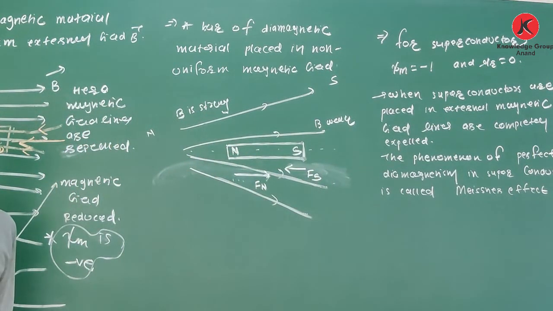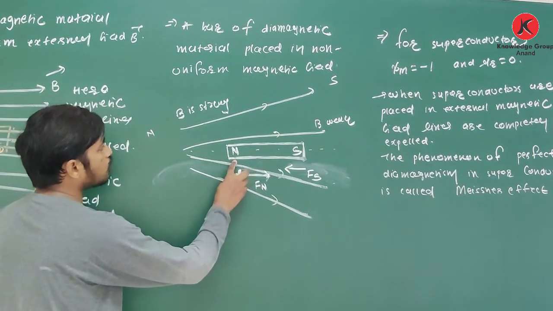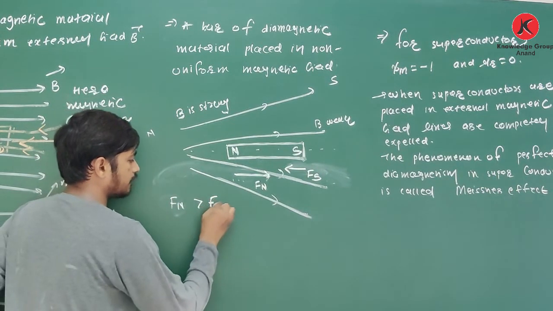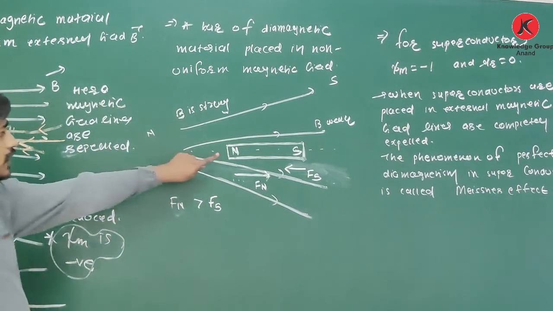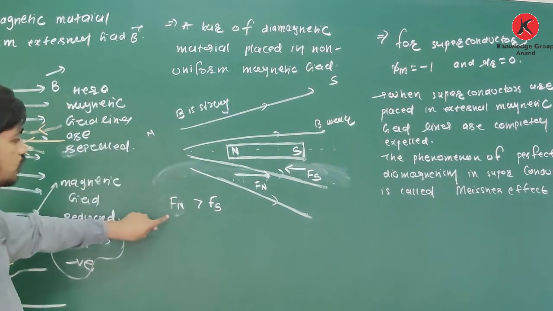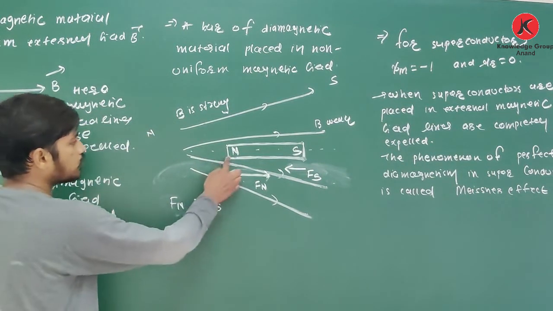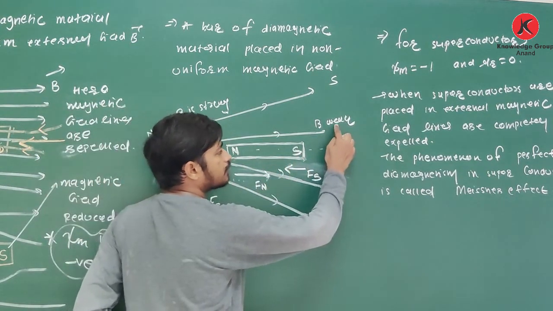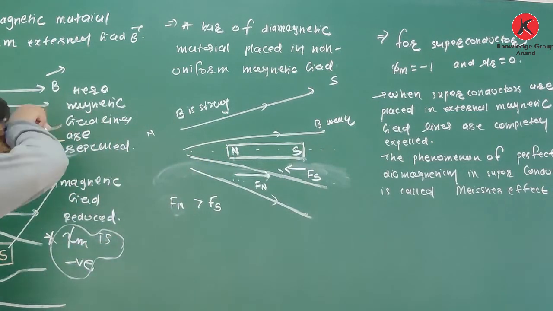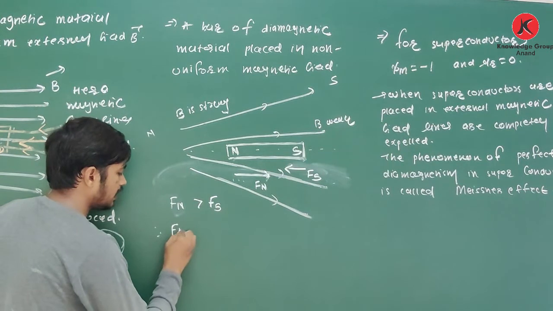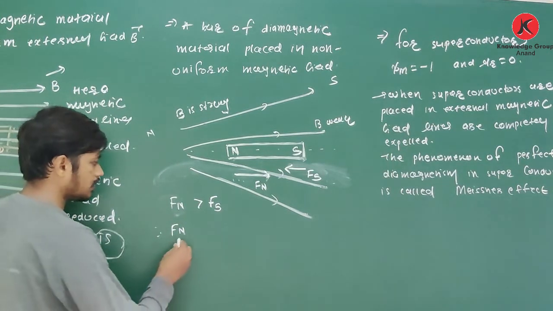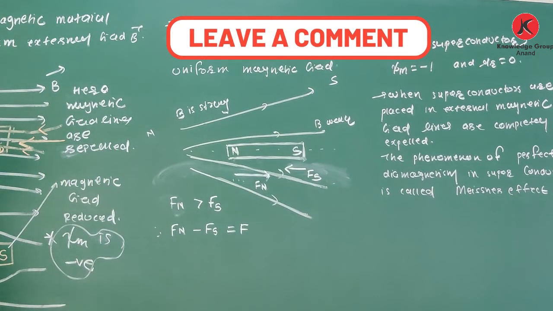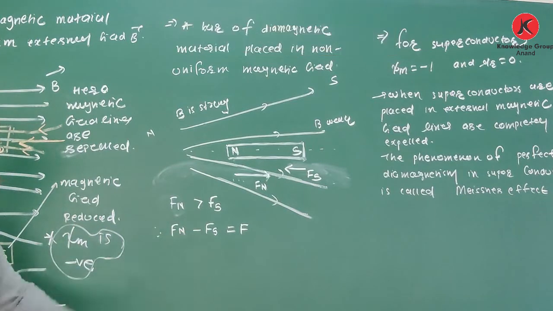Clear about this? Here, as the north pole is in a strong magnetic field, Fn is greater than Fs. The force acting on the north pole is more. The south pole is in a weak magnetic field, so the force acting on it is less. So Fn is greater than Fs. Therefore, the total force F is equal to Fn minus Fs.